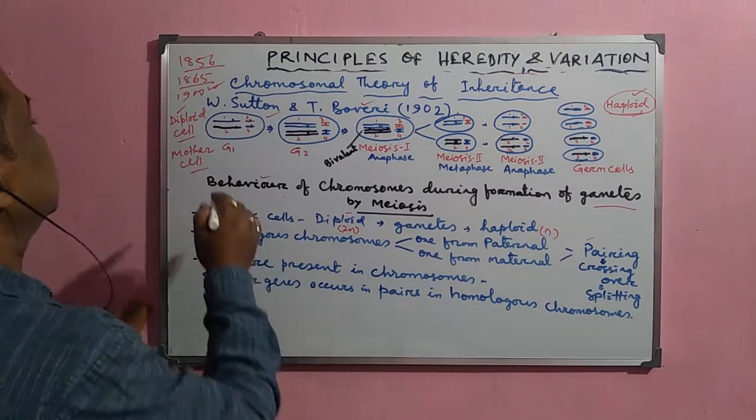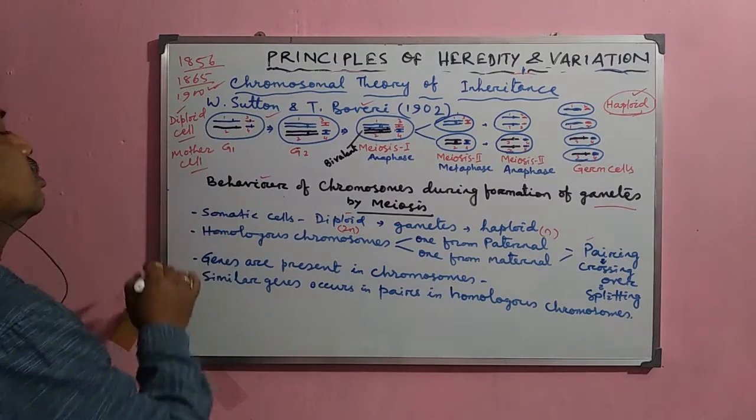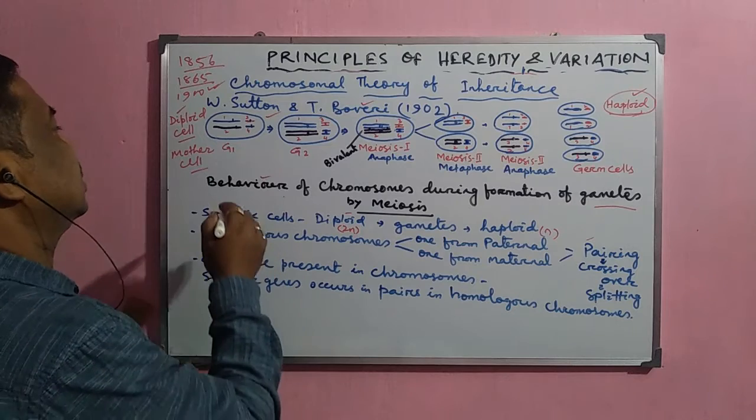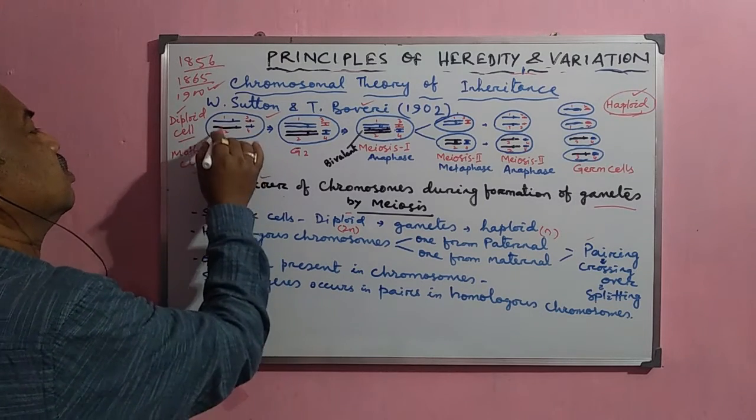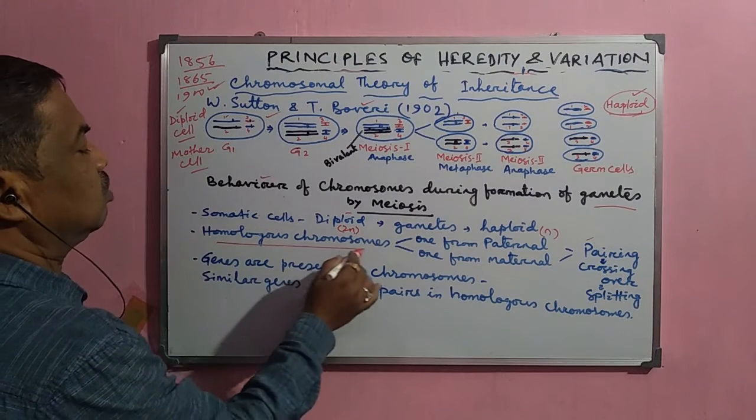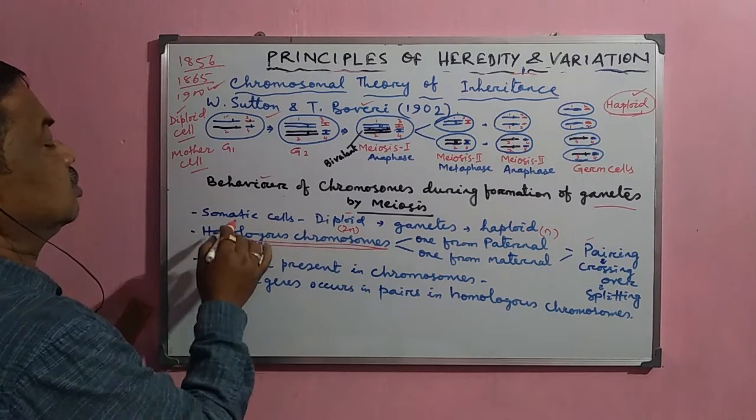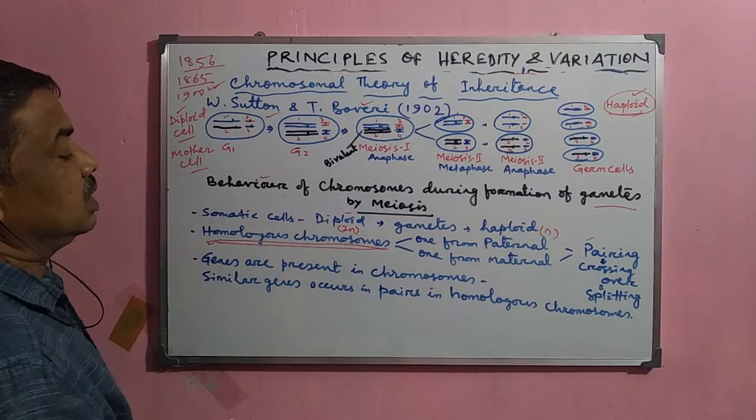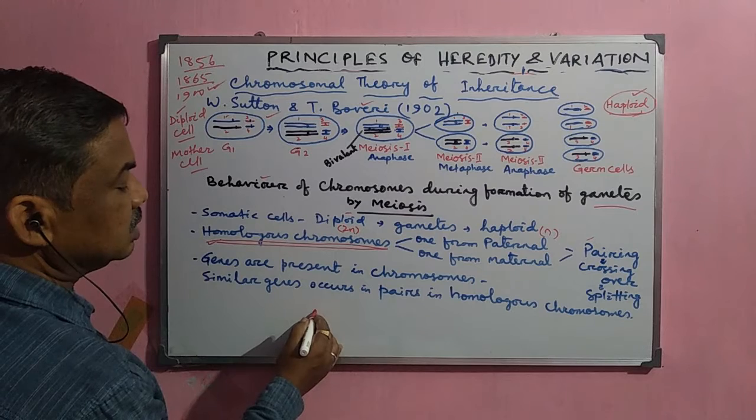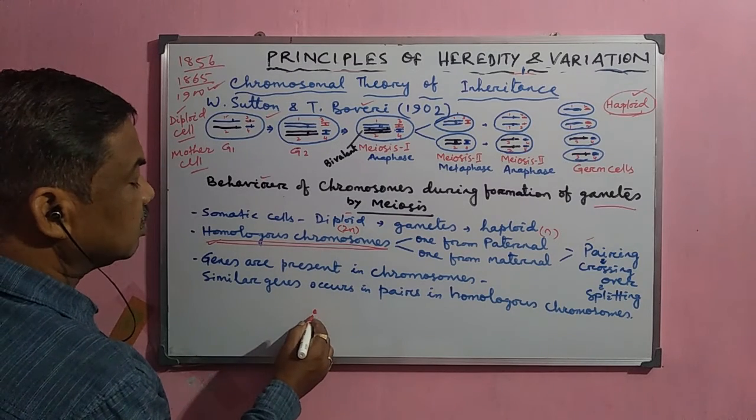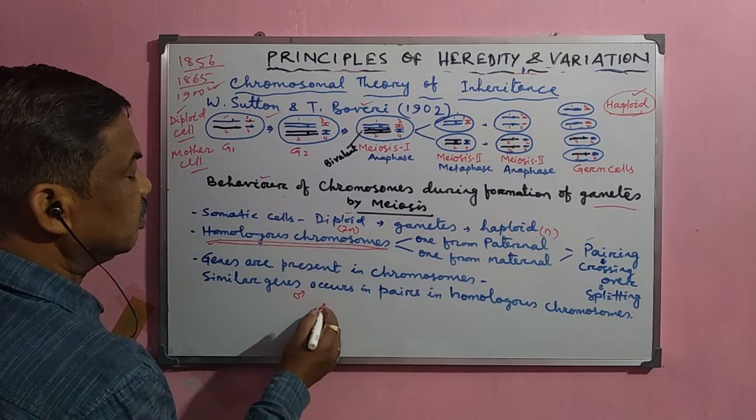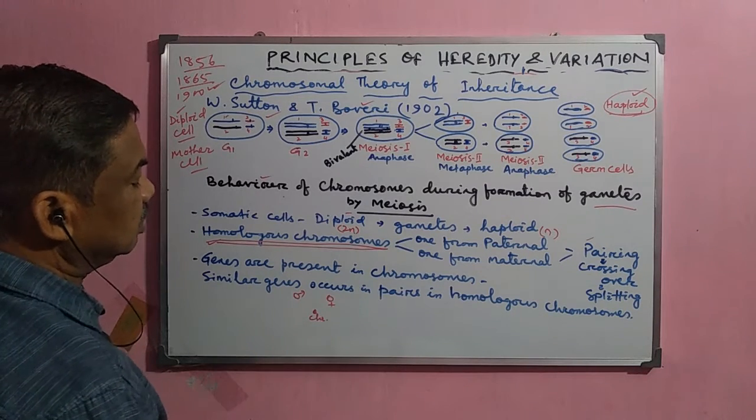Now here, suppose there are 4 chromosomes in the somatic diploid cell, in the sperm mother cell or the egg mother cell. Suppose 1 and 2 are homologous chromosomes. What are homologous chromosomes? The chromosomes present in a particular organism: whatever chromosomes are present, one set comes from the father and another set comes from the mother.